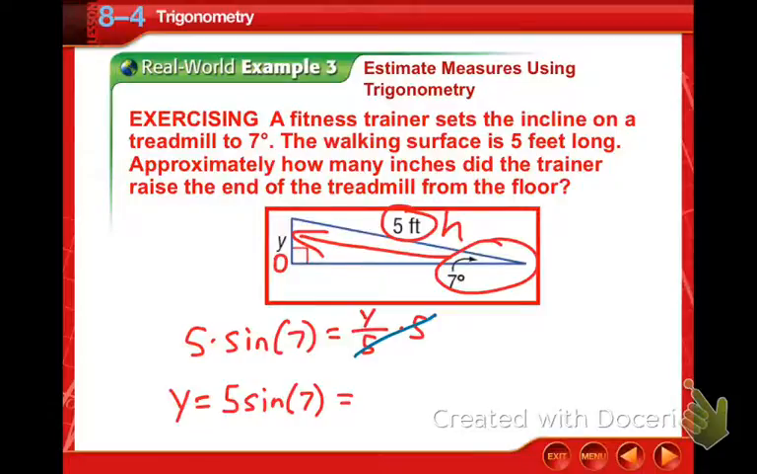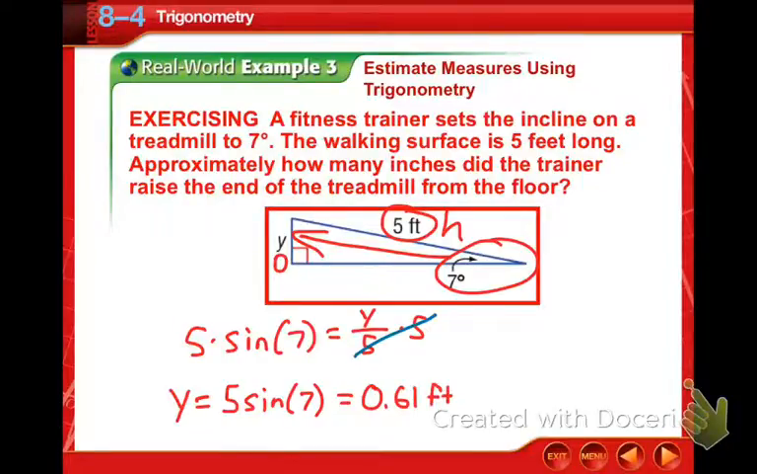And especially if you get a negative number, your calculator is in the wrong mode. We should not get any negatives here. No negative angles, no negative lengths. So, we have 5 sine of 7. Hopefully by now you put in the calculator. If not, I already did. And it comes out to be 0.61 feet. We want our answer in inches, though.